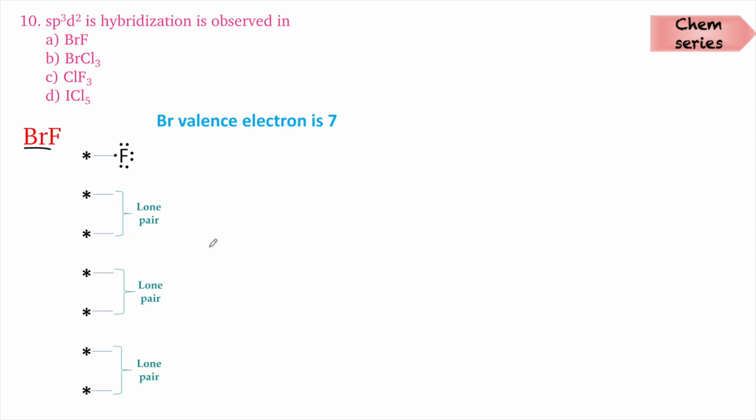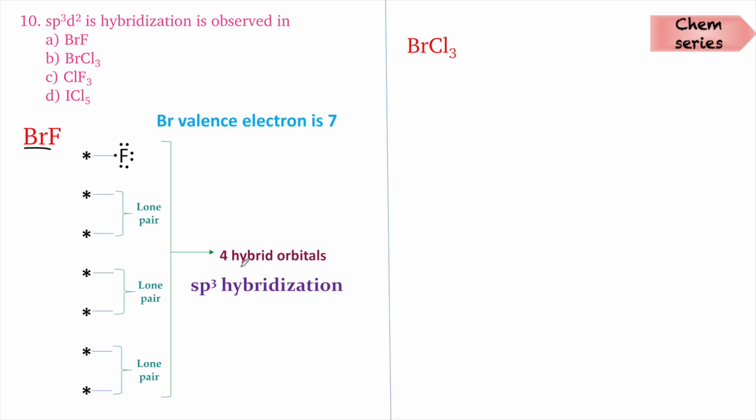Okay, 3 lone pairs are there. So totally there are 4 hybrid orbitals, that is sp3 hybridization, and we need sp3d2 hybridization, right? So BrF is not the answer.